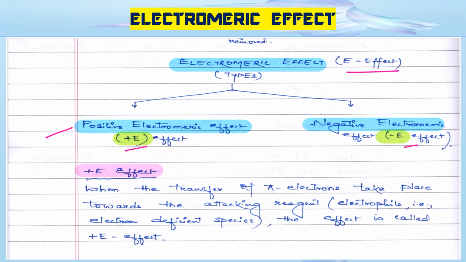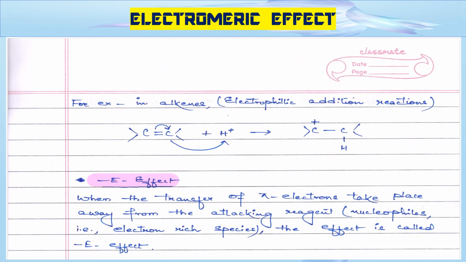Let us take one example to explain how plus E effect is observed. Say, for example, in electrophilic addition reactions of alkenes, reactions in which electrophiles are added to the carbon-carbon double bond of alkenes. In such a reaction, H plus can be regarded as an electrophile because it is an electron deficient species carrying a positive charge. So, H plus is an electrophile. Now, when this H plus is allowed to react with the alkene, what happens? Shifting of the pi electron will take place towards the electrophile.